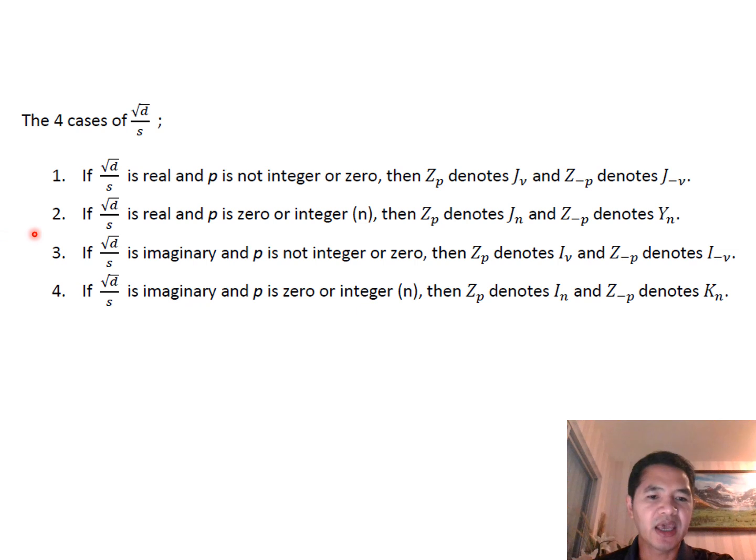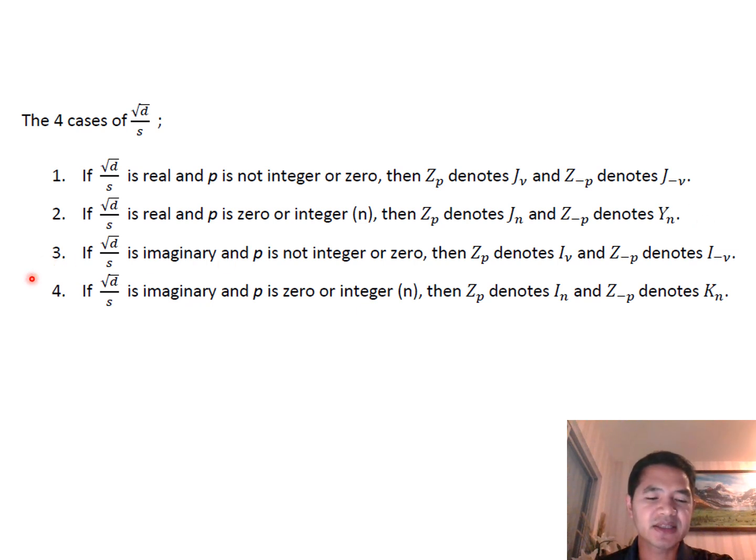Okay, and for the second case, if the square root of d over s is real and p is 0 or an integer n, then Zp we can write J n, and Z minus p we can write Y n.